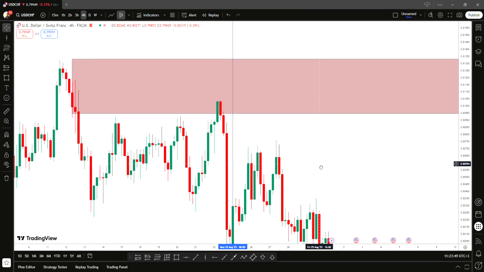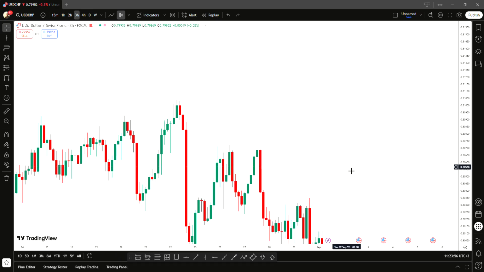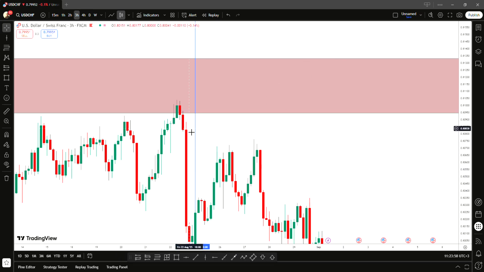So what we can do here is look for supply zones here around this level. So we just drop down to the lower time frames and see if you could get a zone. However, I don't see any clear zone. The only zone I'm seeing is this one here.